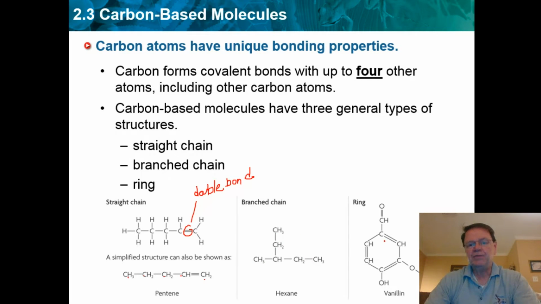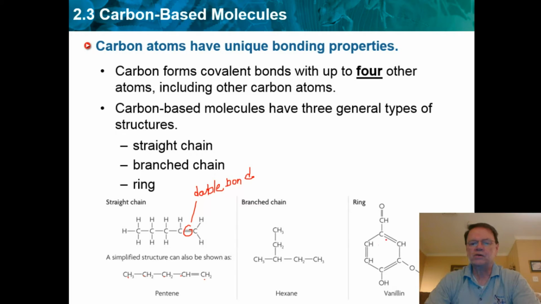And again, the same thing for rings that we see here. We're going to see 2 bonds here on this ring for vanillin, which is the flavor for vanilla. It's the molecule that does that. A 3rd bond here over to this carbon atom, and then the 4th is going to be taken up by this hydrogen atom right here. So 4 bonds always for a carbon atom.